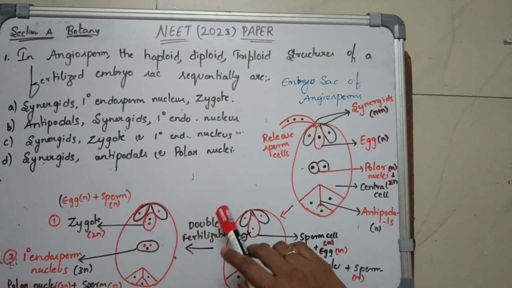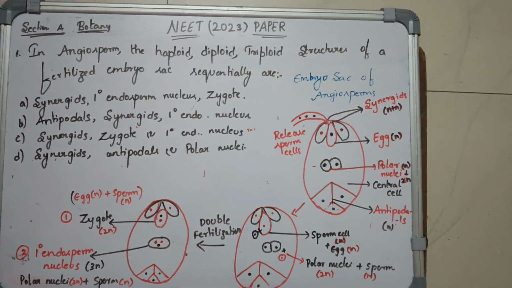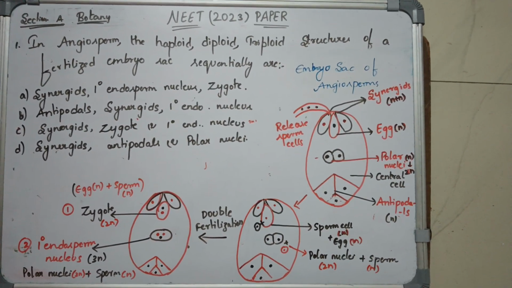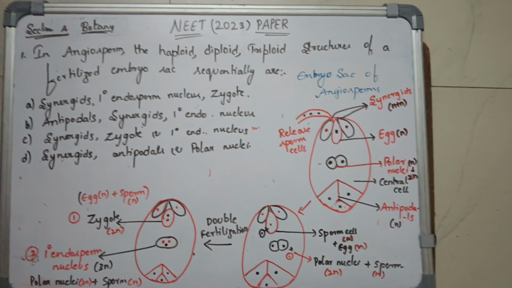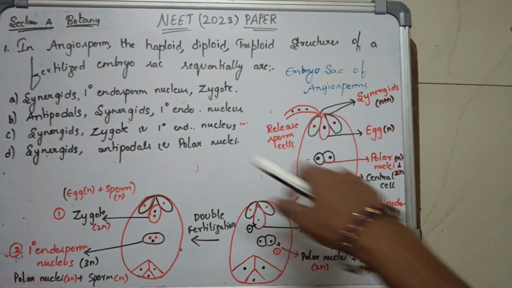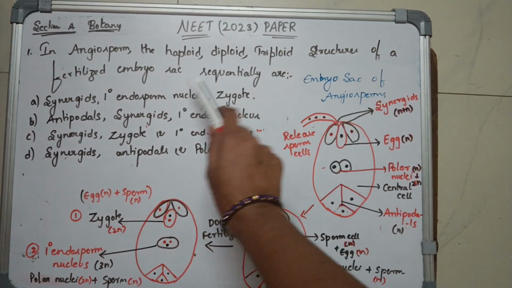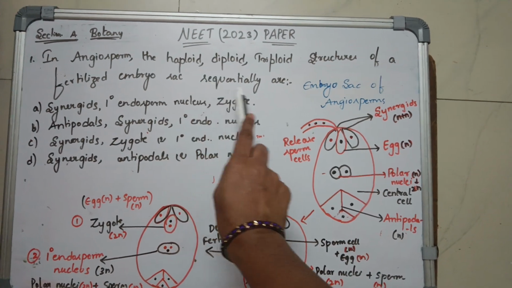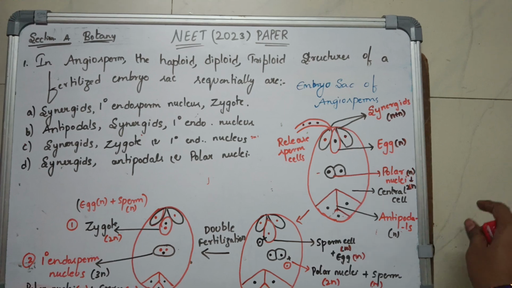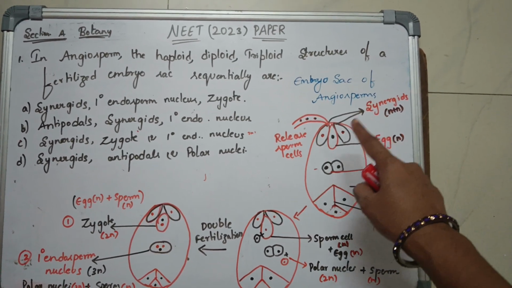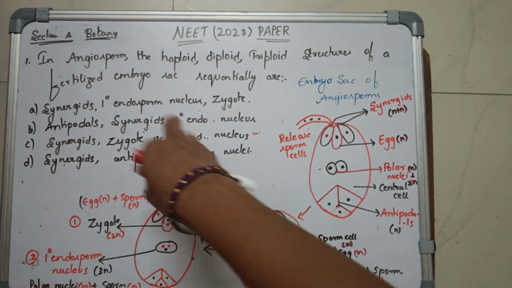Okay. First of all, I have started the new NEET 2023 paper here. So, in the NEET 2023 paper, what was the first question? It was from the physiology of plants. The question is: in angiosperms, the haploid, diploid, triploid structures of a fertilized embryo sac sequentially are. What they are asking here was what were the haploid, diploid, and triploid structures of the fertilized embryo sac of an angiosperm. First of all, we should know what an angiosperm is.